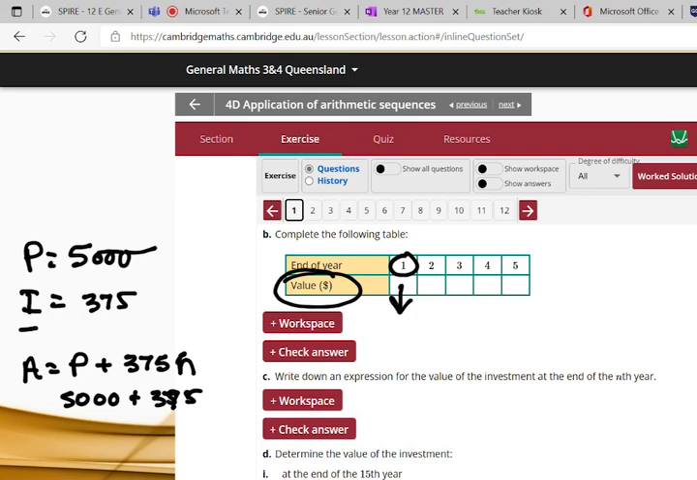So for this first value, I don't have room to write it, would be $5,375, right? At the end of the first year. And then each year, it's simply going to go up by how much? You bet. So if you want to use the formula, you could, but all you really need to do is take this value and add 375 to it, and then add 375 to it, and add 375.